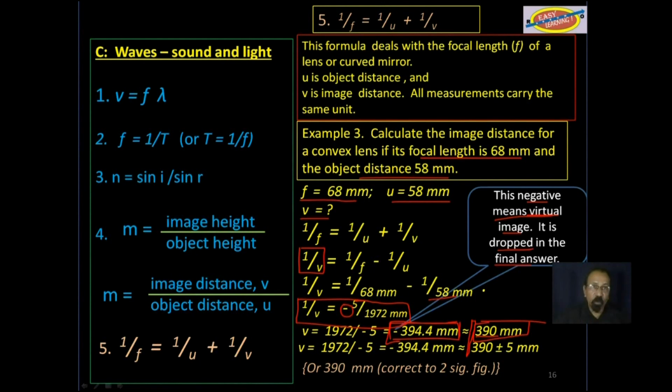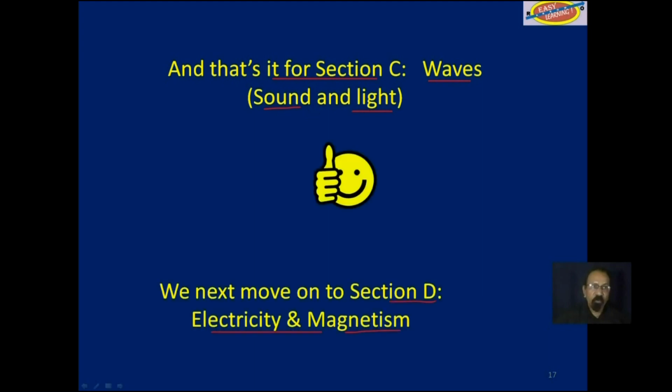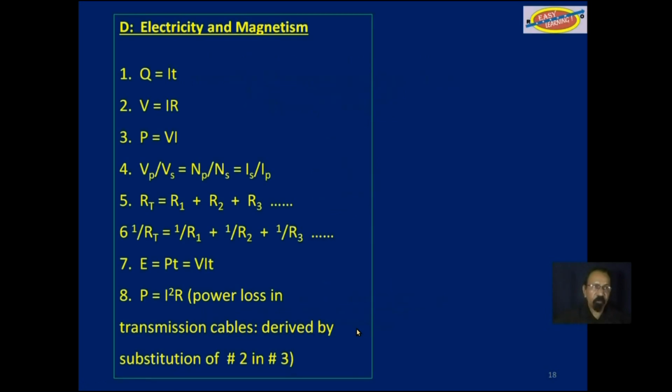So anytime you do a question like this, check to see if the object is within the principal focus. And that's it for section C, where we were dealing with waves, and that would be sound waves and light waves. We next move on to section D, which is electricity and magnetism.